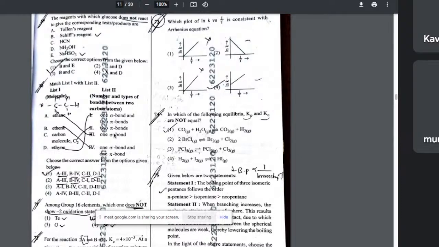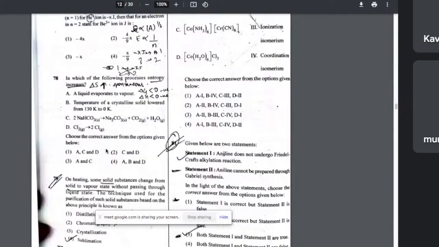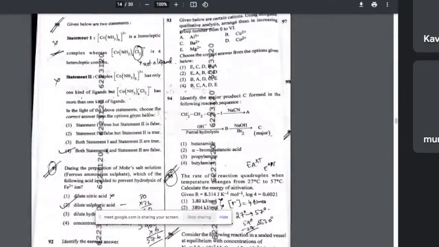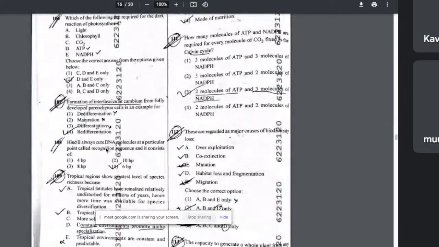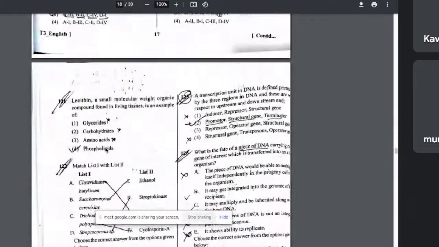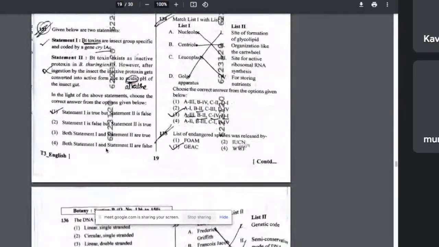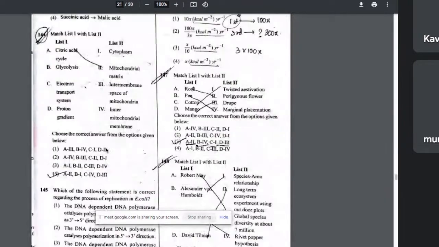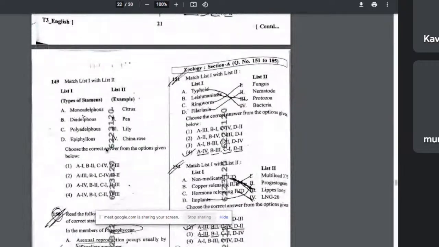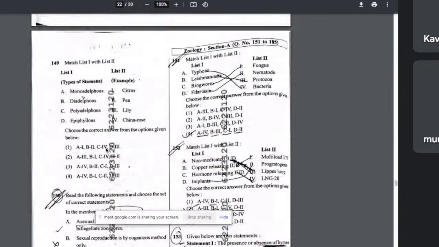Hello students, we'll be now discussing the biology questions from 151 to 175. So let us start with question number 151. This is the starting of the zoology section. So you have this match the following first question.